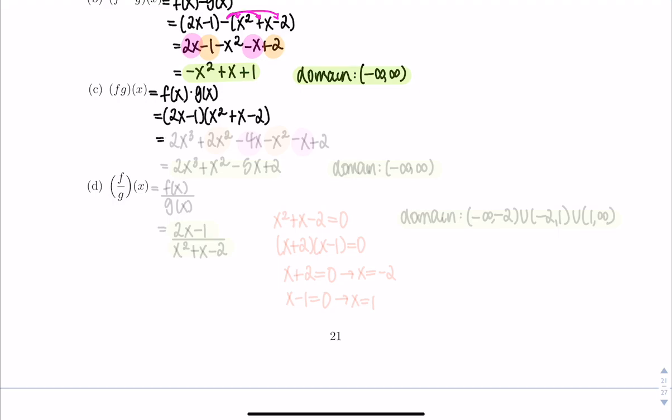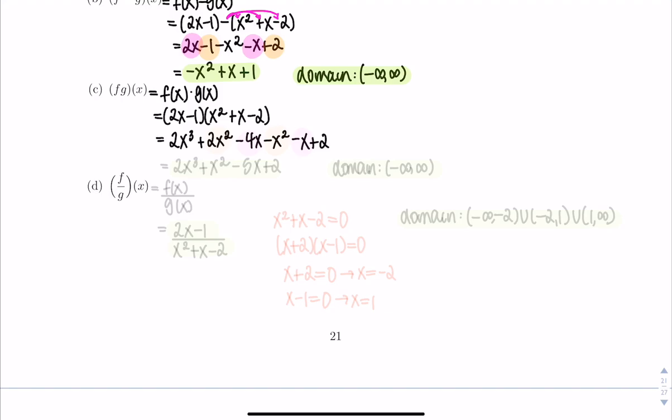That's 2x cubed plus 2x squared minus 4x minus x squared minus x and plus 2.